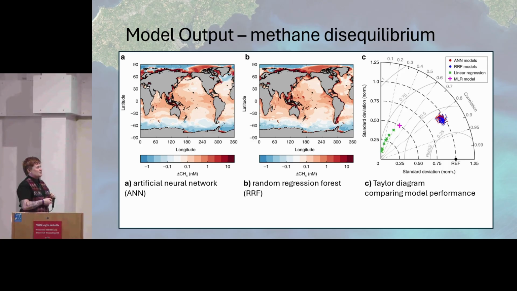So down at this black reference point, that is basically comparing to our data. So you have a normalized standard deviation of 1, a correlation of 1, and an RMSE of 0. And then we are comparing here the neural net in red, the random forest in blue, and then down at the bottom we have just a simple linear regression or a multiple linear regression in this green and pink.